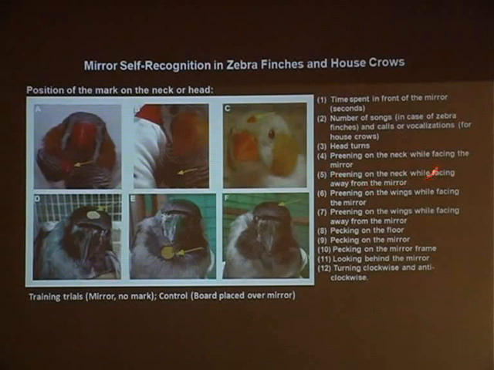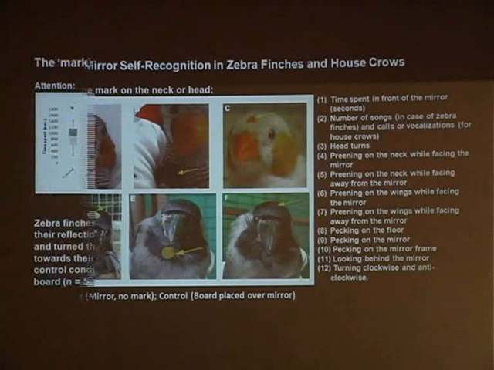Most important for this particular experiment was preening on the neck while facing the mirror, to see whether the bird actually observed the mark. And then there were many other features like pecking on the floor, looking behind the mirror, and turning clockwise and anti-clockwise, which are basically exploratory behaviors.